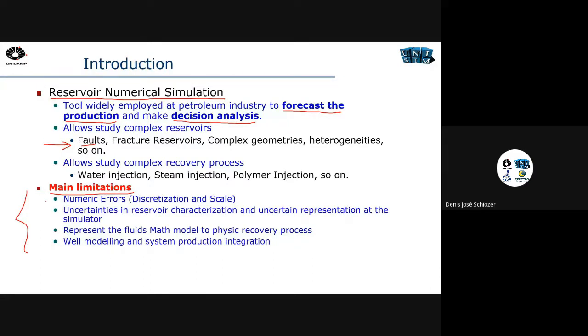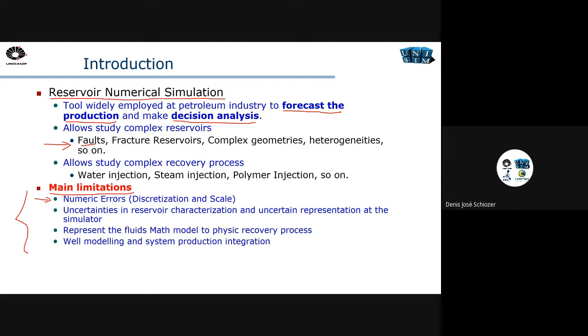Well, which are the main limitations? First of all, the numerical errors, right? Numerical models have errors in engineering, but reservoir simulations have many more errors than other traditional areas of engineering. We're going to talk about that today and then next week.